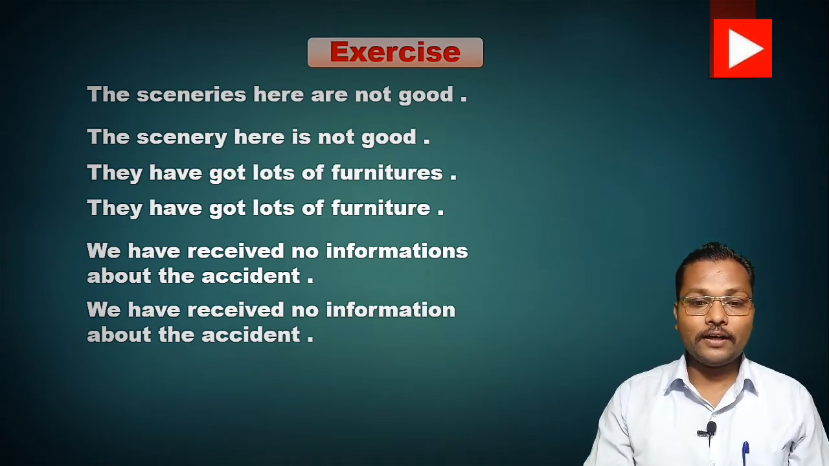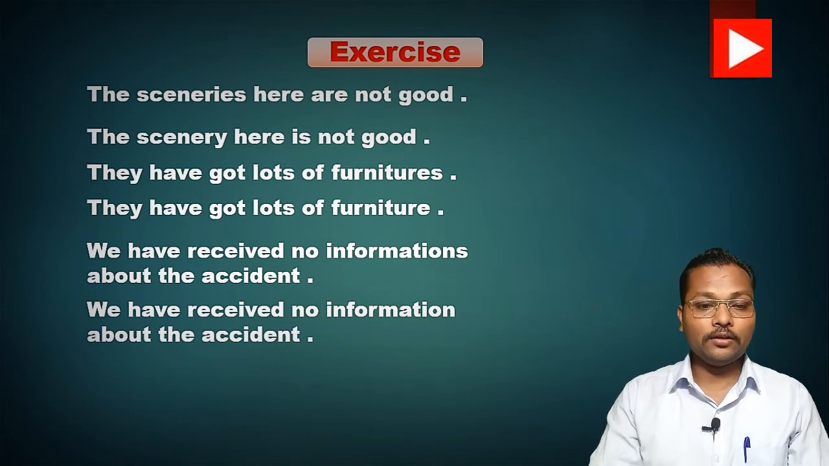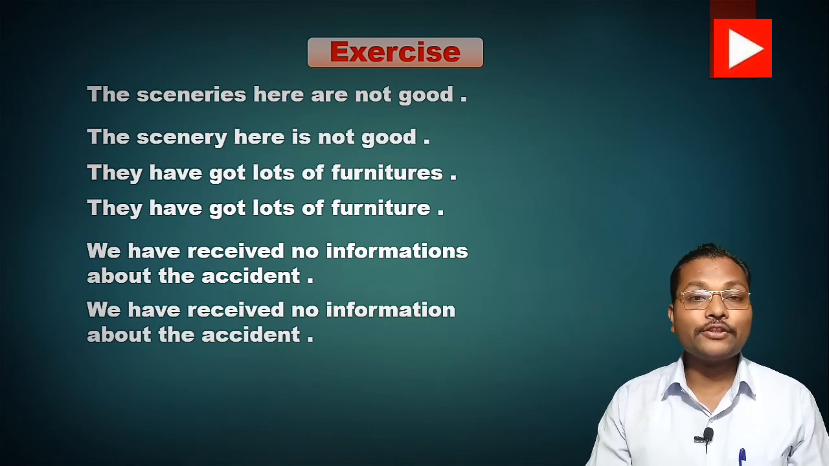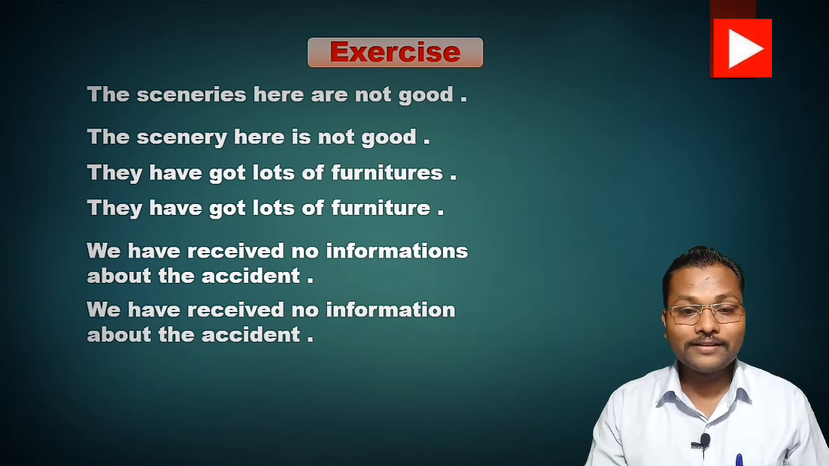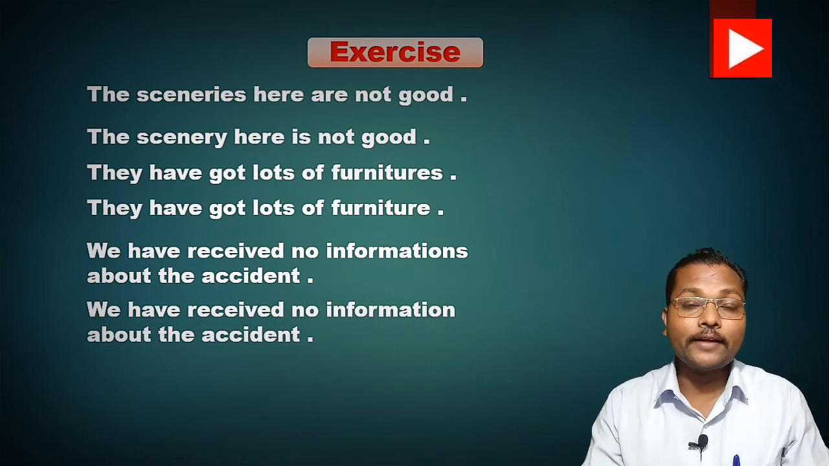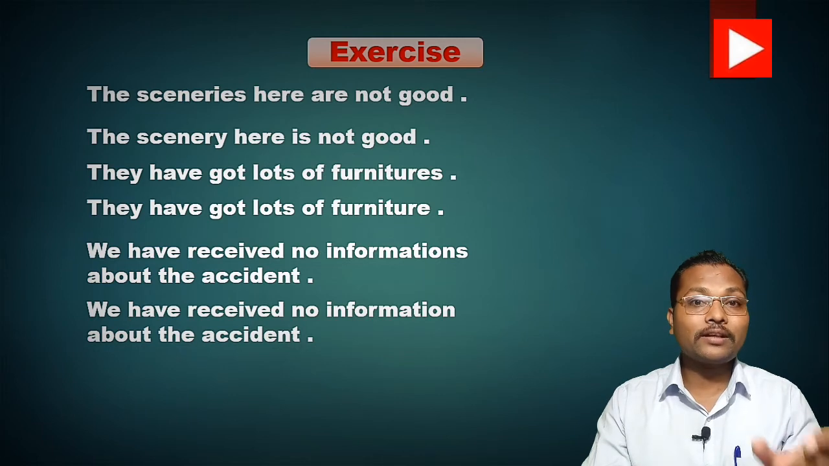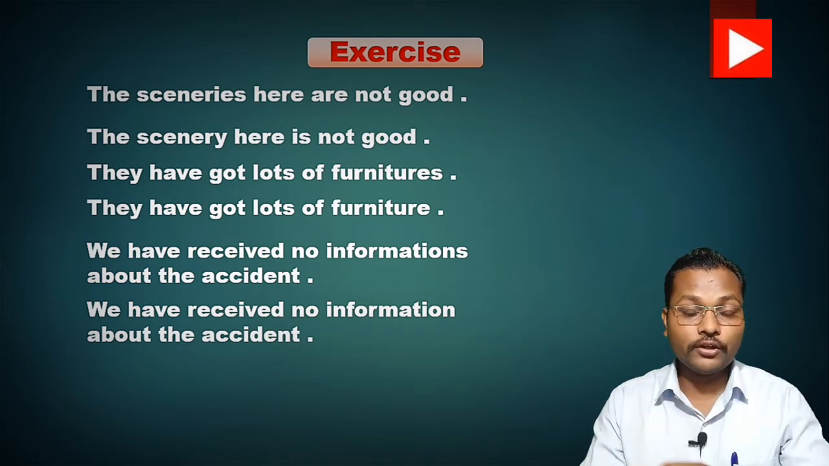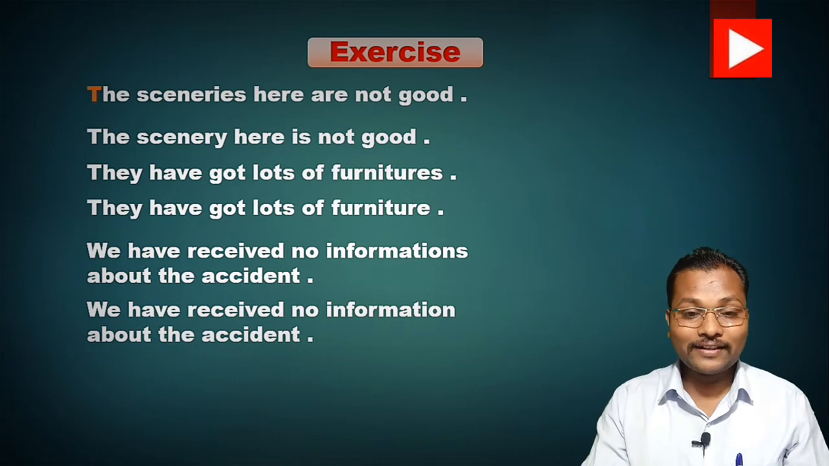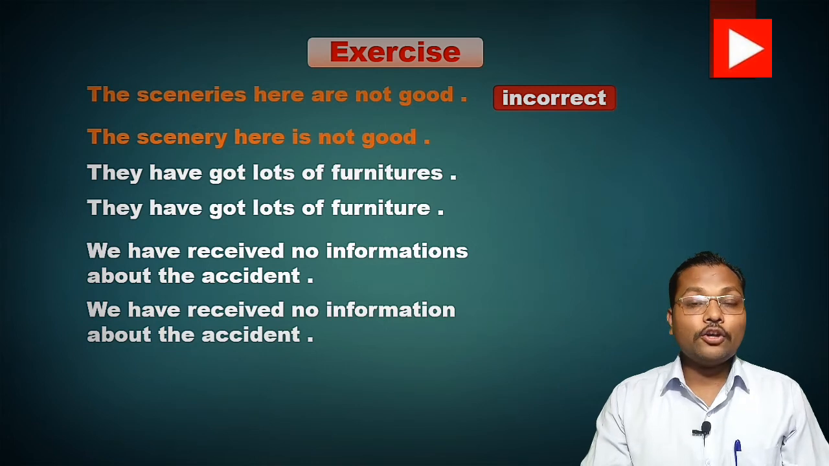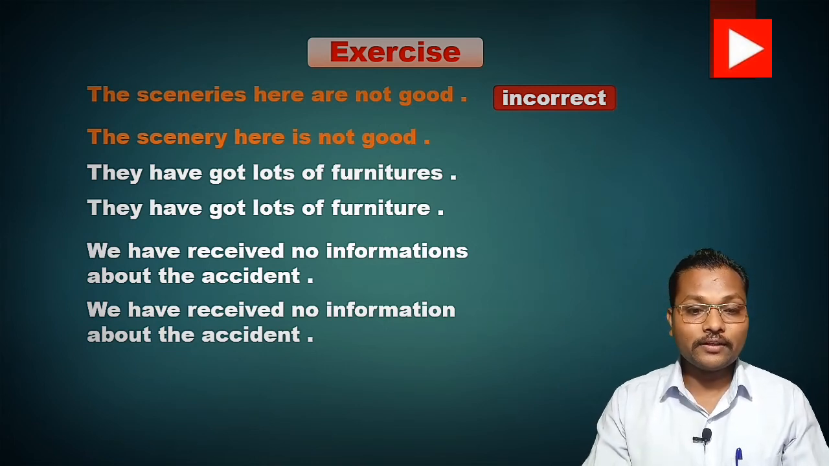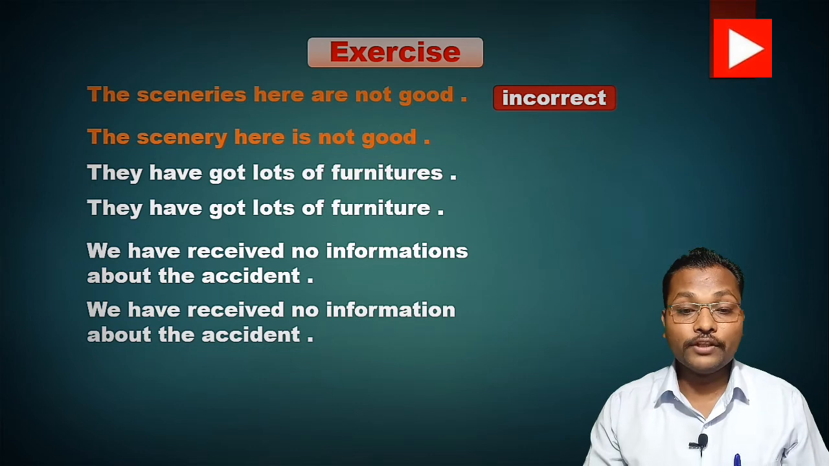The sceneries here are not good. I think this sentence is wrong. Why is this sentence wrong? Because scenery is an uncountable noun, and in this sentence scenery is considered plural, but scenery is uncountable. So we have already discussed that uncountable nouns cannot be countable or have plural forms. So this sentence is incorrect. The correct sentence is: the scenery is not good. Now scenery here is considered singular, and the verb which is used, is, is correct.